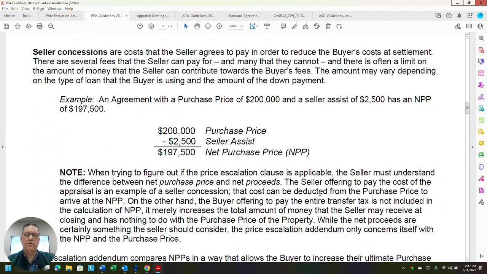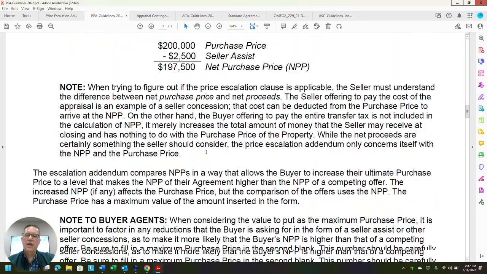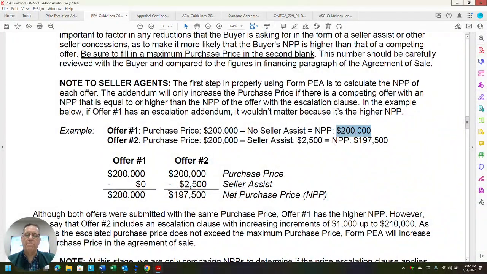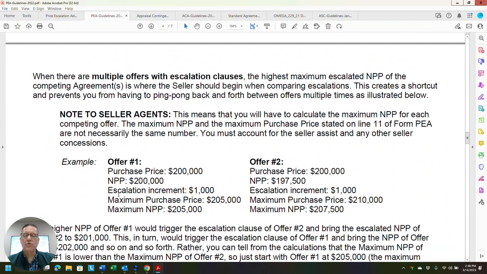So here's the explanation of how you calculate the net purchase price by taking the purchase price minus seller assist. And this example down here shows how it compares two offers. Both offers are for $200,000. So you're going to say, well, they're the same purchase price. Correct. But for price escalation purposes, you're going to have to deduct the $2,500 seller assist, and that gives you a net purchase price of $197,500 for offer 2 and $200,000 for offer 1. Then you can turn around and start escalating based on that number.